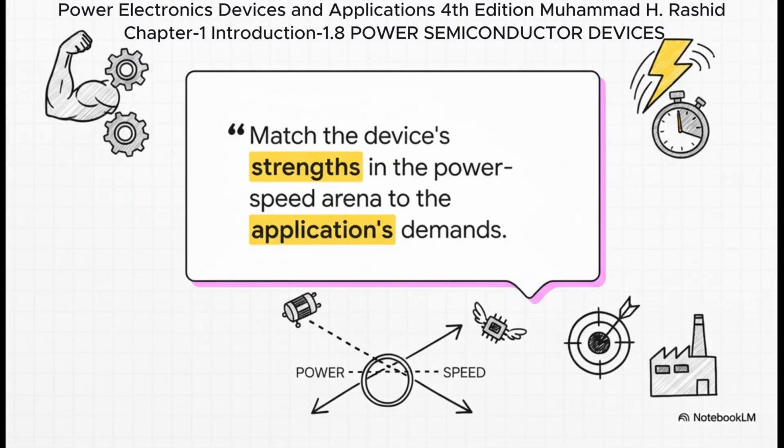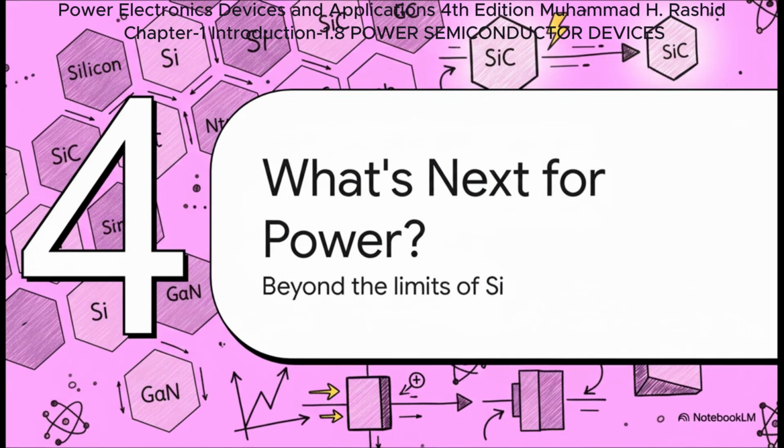So, look, if you only take one thing away from all this, let it be this. The art of choosing a power device isn't some black magic. It's all about one thing: understanding where that device lives in the power speed arena and matching its superpower to the specific needs of your application. That's the whole game. Now, everything we've talked about so far has all been based on good old silicon. But this field is moving fast, and new materials are starting to push way beyond the old limits. So let's take a quick look at what's coming next.